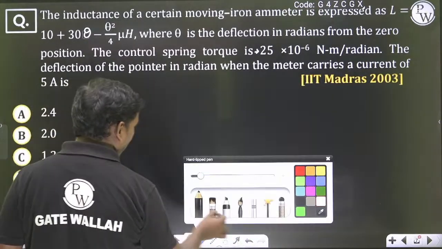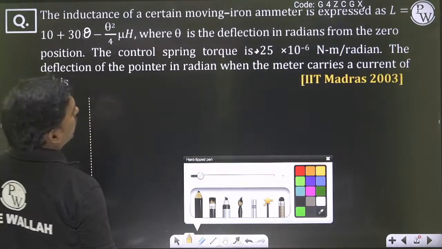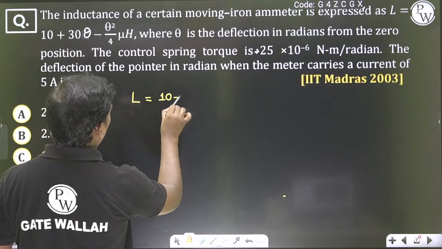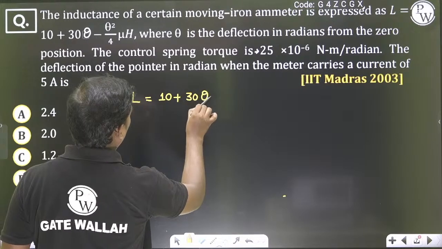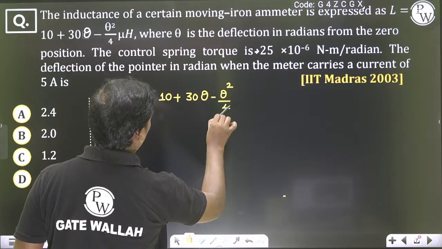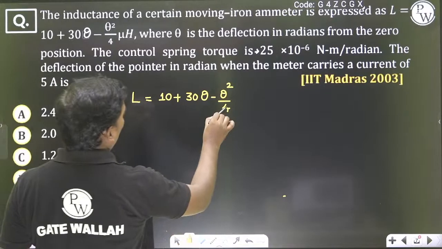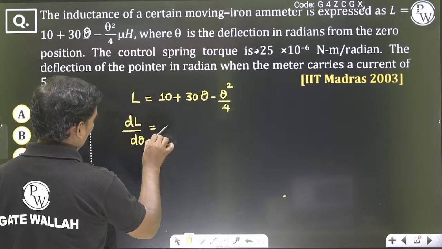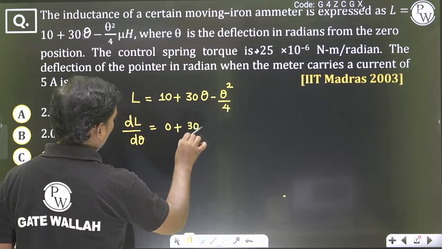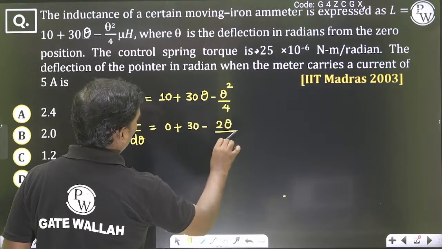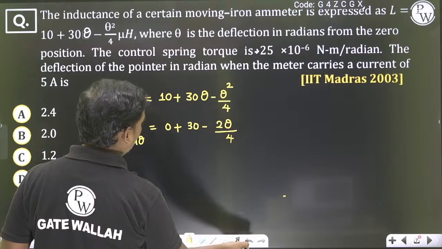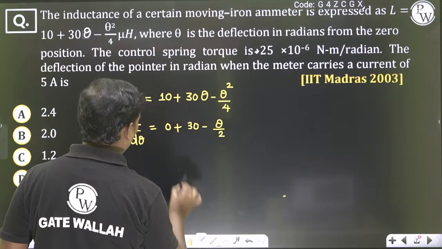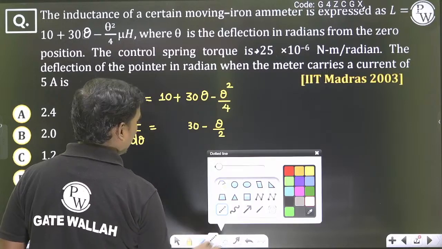If you want to take this, the self-inductance expression is given as 10 plus 30 theta minus theta square by 4. So first of all, let us calculate dL by d theta. This will be 0, 30, and minus 2 theta by 4, so it will become theta by 2. So what I am going to get is 30 minus theta by 2. This is the dL by d theta expression.